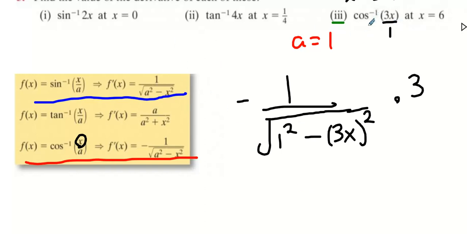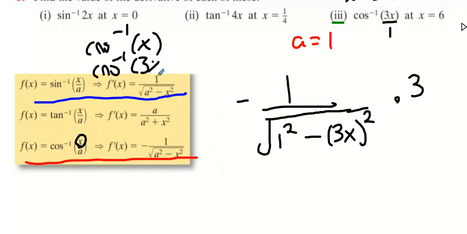See the way it's cos inverse 3x. It's not cos inverse x. It's cos inverse 3x. So this formula is designed for cos inverse x. It's not designed for cos inverse 3x. So anywhere you see an x, you replace it with 3x.